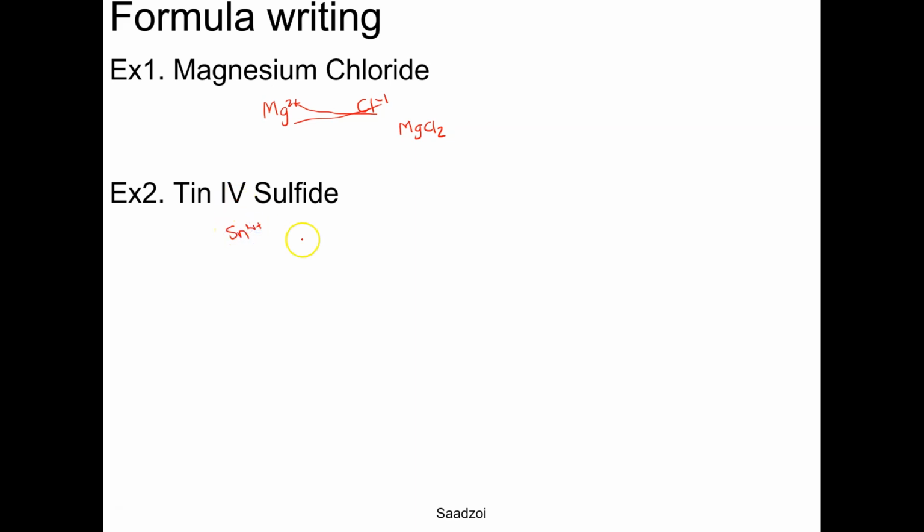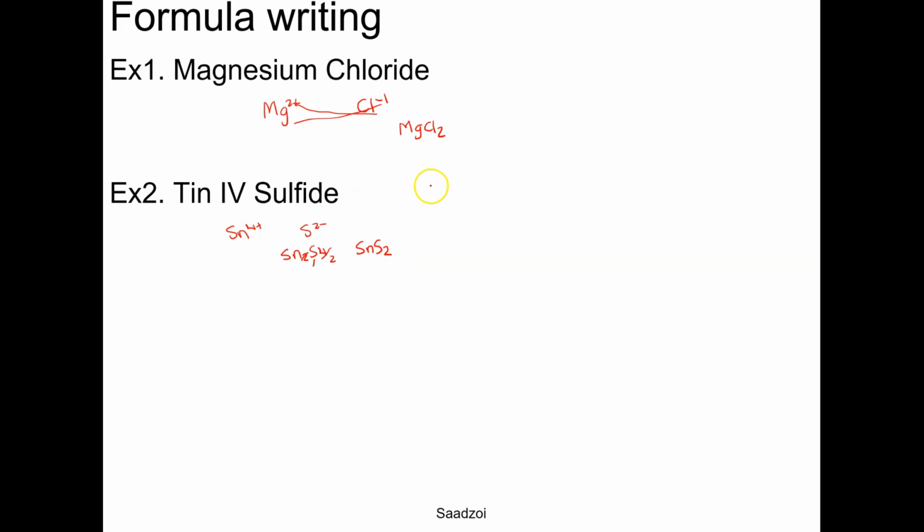For tin(IV) sulfide, same thing. Sn4 plus, because that's what the 4 represents. Sulfide, negative 2. Crisscross, you get Sn2S4. Now, the one thing with the crisscross method you need to be aware of, you have to reduce when the subscripts are reducible. They have a common multiple here, which is 2. So this actually gets reduced down into this, SnS2.